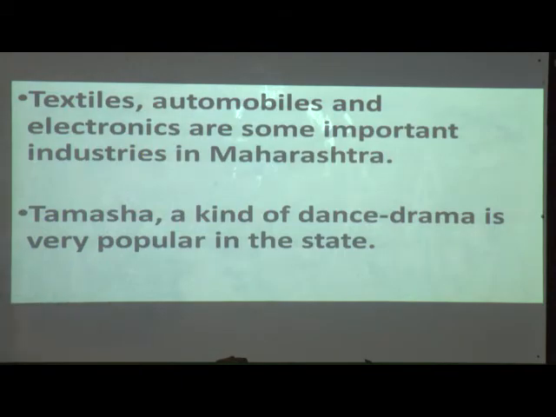Textiles, automobiles, what else in Maharashtra? Textiles like threads and clothes. Automobiles means what? Cars, vehicles, parts. And electronic things, switches, everything we use in electronics, are some important industries in Maharashtra. Textiles, automobiles and electronic things are the important industries in Maharashtra.